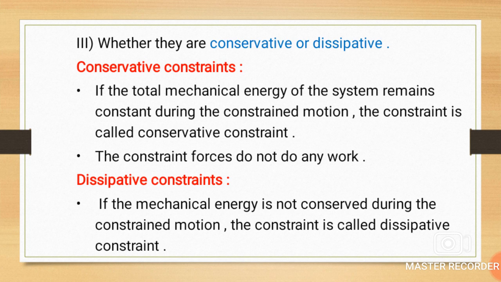The second type is the dissipative constraint. If the mechanical energy is not conserved during the constrained motion, the constraint is called a dissipative constraint. That is the opposite case of the conservative constraint. In this type of constraint, there is no conservation of the mechanical energy. So the mechanical energy of the system may change, or there is work done in the system. So the mechanical energy changes due to work done.